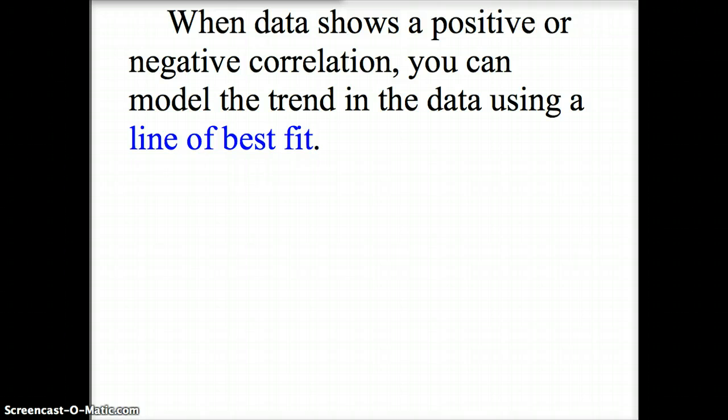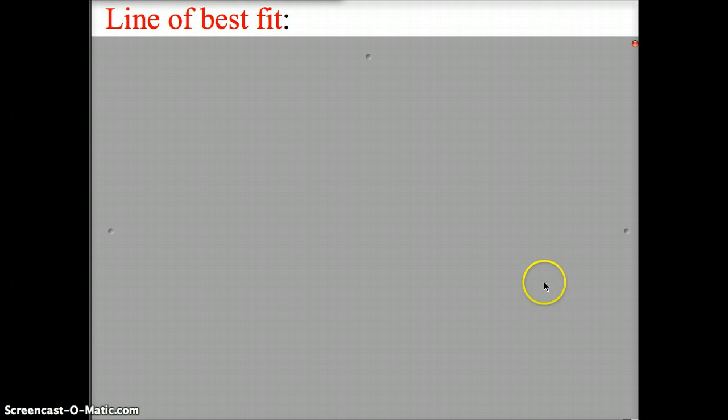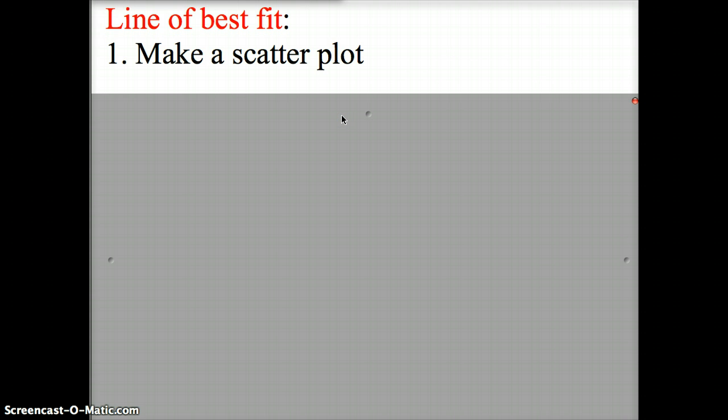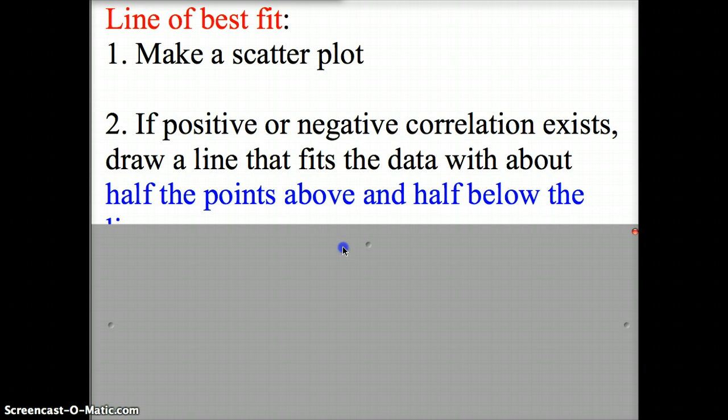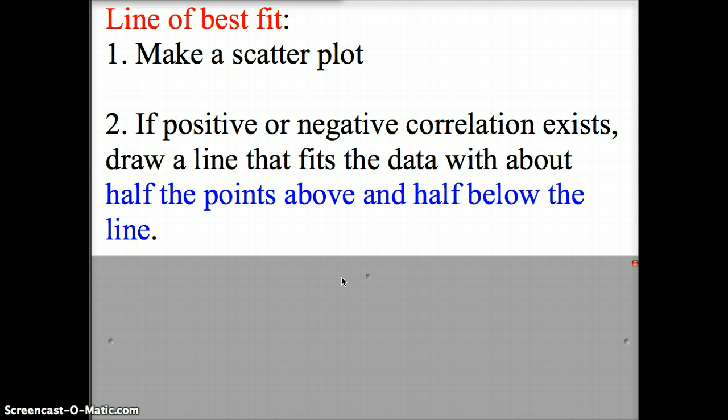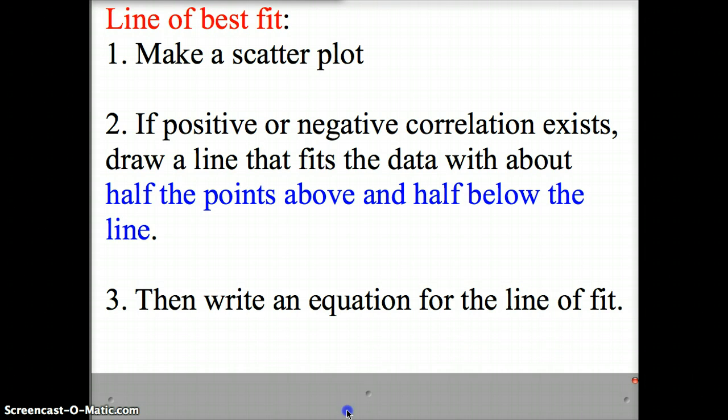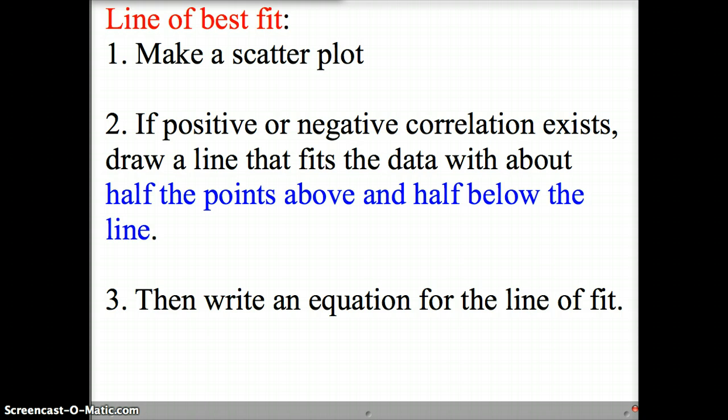When data shows a positive or a negative correlation, you can model this trend using a line of best fit. We have several steps to create a line of best fit. First, you need to create your scatter plot using the ordered pairs. If you have either a positive correlation or a negative correlation, draw a line that fits the data with about half the points above and about half the points below. Then, write your equation for your line of best fit.